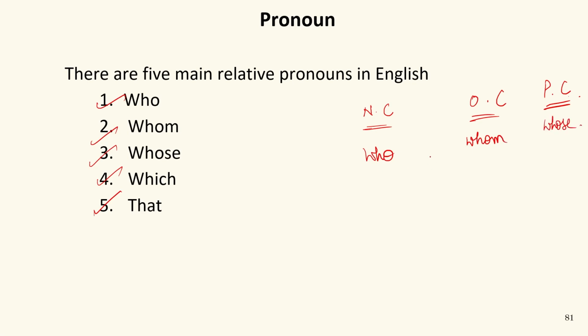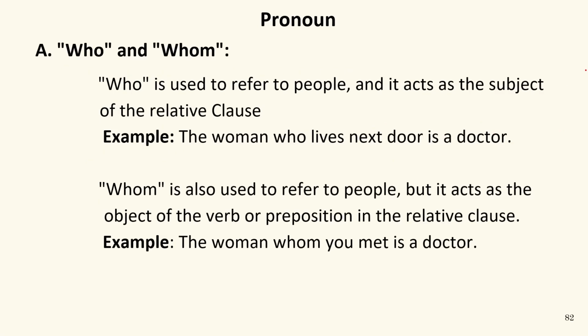Now, if we want to use these three in a sentence, we should use them keeping in mind the position. If we are going to write about the subject, we can use who. If we are going to write about an object, we can use whom. And if we are going to show some possession, we can use whose. Now, let us see the difference between who and whom first. The word which is also a relative pronoun that we will discuss later on.